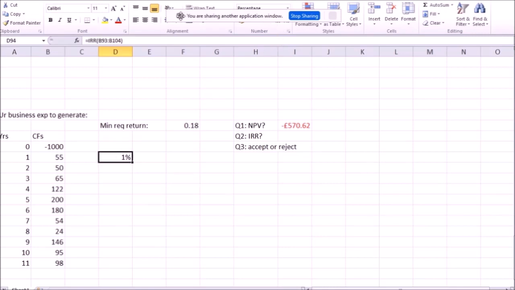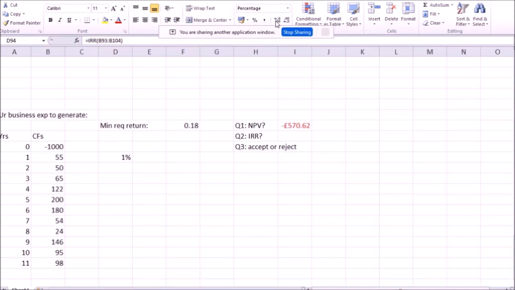Let's see some details. Because 1.38% is not equal to 1%, I do want some details. Okay. So IRR is 1.38%. The first two questions are already answered. Third question: do we accept or reject? According to NPV, it's negative, so we reject according to NPV. According to IRR, what do we do?